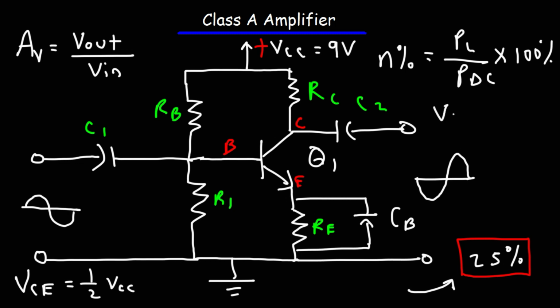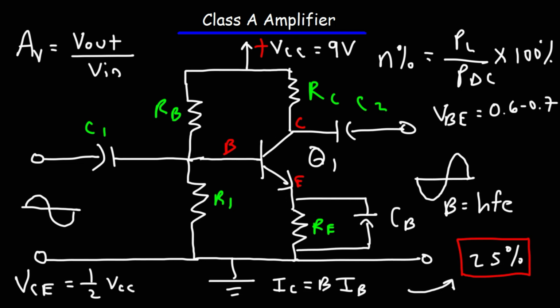Now keep in mind, VBE, the voltage between the base and the emitter, is going to be between 0.6 and 0.7 volts. And IC is equal to beta times IB, where beta is equal to HFE. Beta is the ratio of the collector current to the base current. So those are some things that you want to know when dealing with the Class A amplifier or the common emitter amplifier.